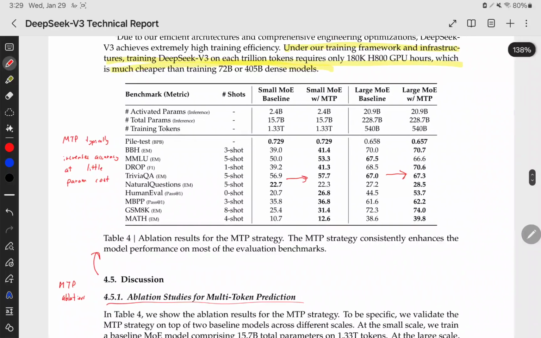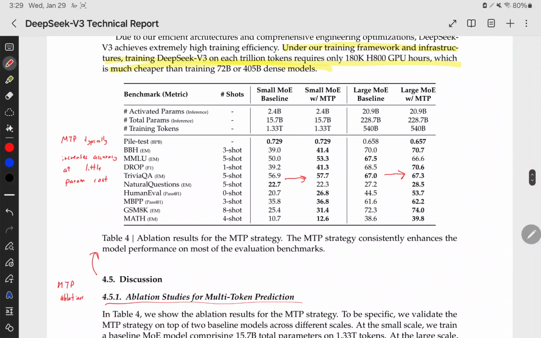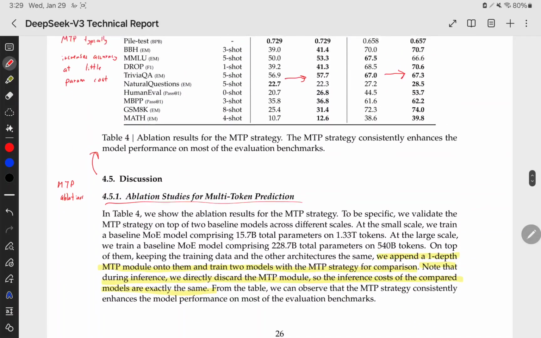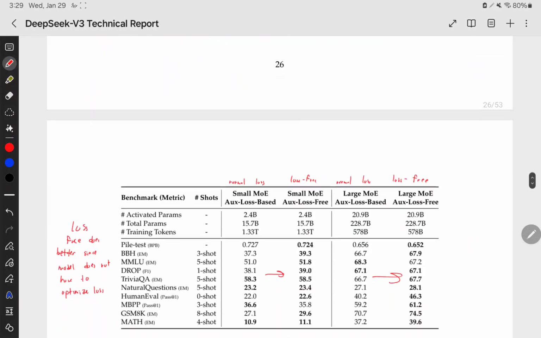You're using the same amount of data, and you can squeeze a lot more performance out of your model by just adding another token that you're predicting. Even though you're not using that to speed up your model during inference, it helps you in the end with accuracy.